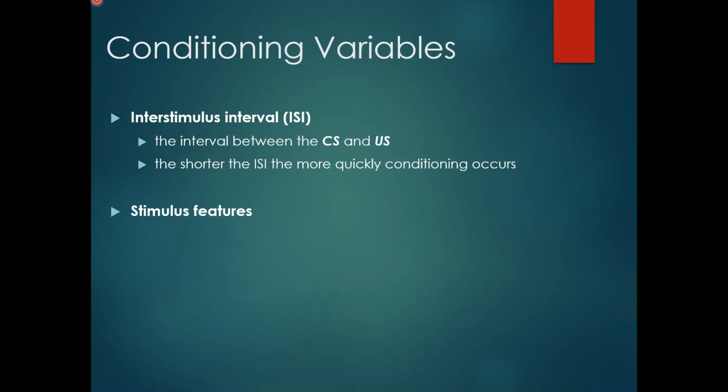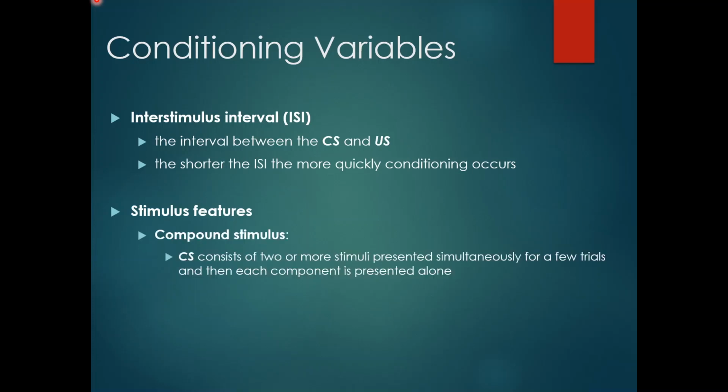Stimulus features are also important. Think about the characteristics of that conditioned stimuli. We know that conditioned stimuli can consist of two or more stimuli presented at the same time. That's called compound stimuli. So if during conditioning the black box and the metronome were presented at the same time, it's actually possible for them both to become conditioned stimuli.